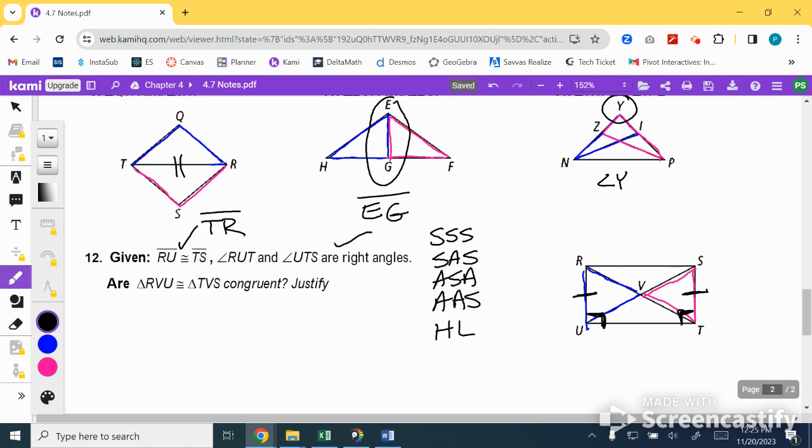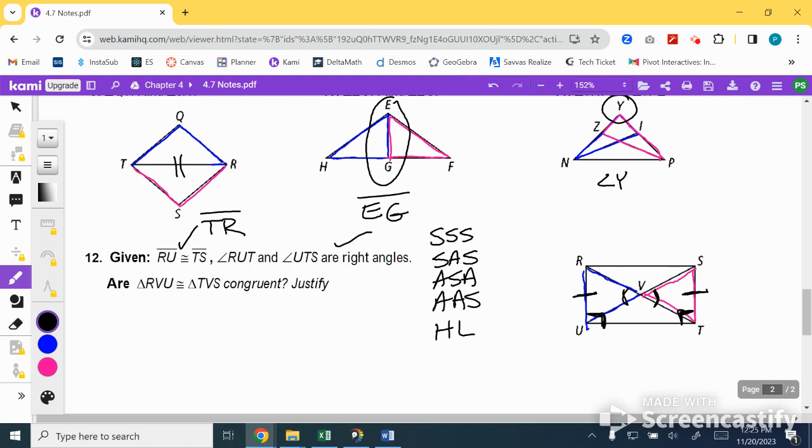I'm going to look at the diagram. I'm going to see, is there anything else that I can mark? And right here at V, I see a pair of vertical angles. So I'm going to mark those. So now I'm looking at my picture. I have this side congruent with this one. I have this angle congruent with that one. So I have a side and an angle. That by itself is not enough.